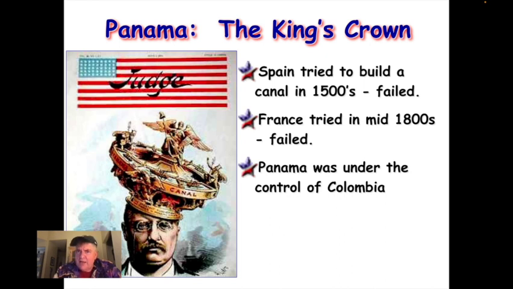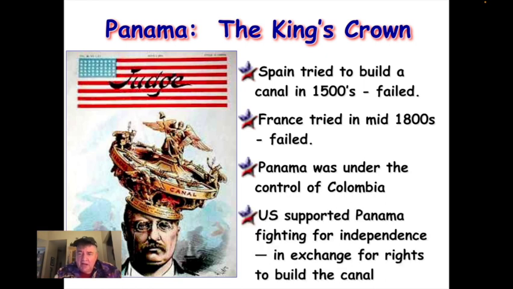So we tell Colombia, listen, we're going to give you $10 million, and then we're going to give you $250,000 every year just for letting us use this land for the Panama Canal. And Colombia said, no. Oh, Teddy Roosevelt's like, well, in that case, hey, Panama, how would you like to break up with Colombia and be your own independent country?